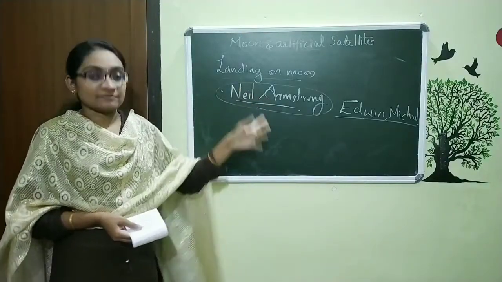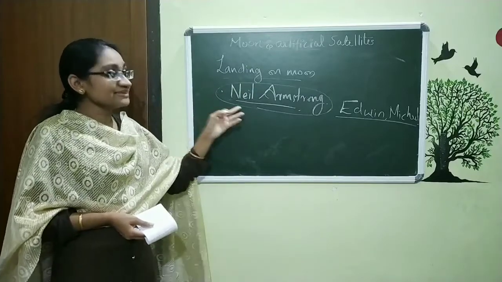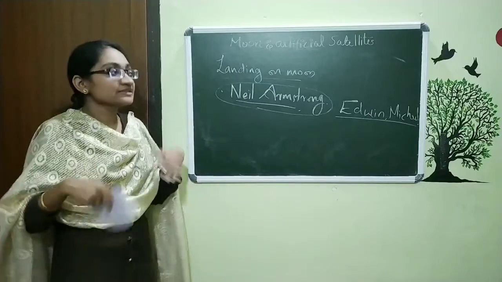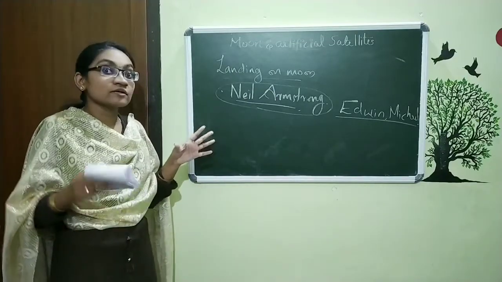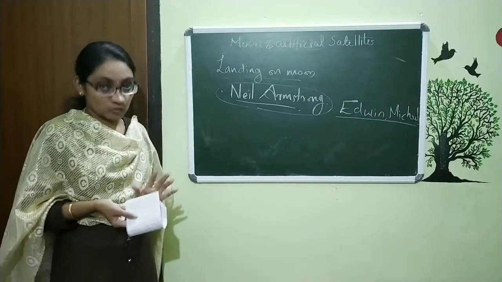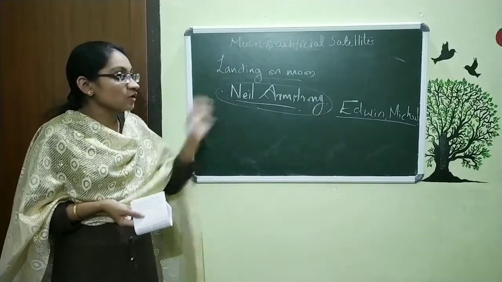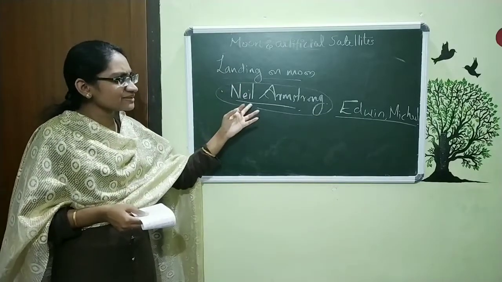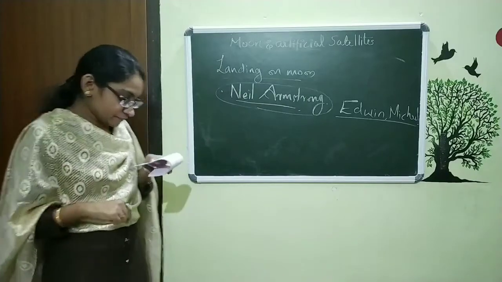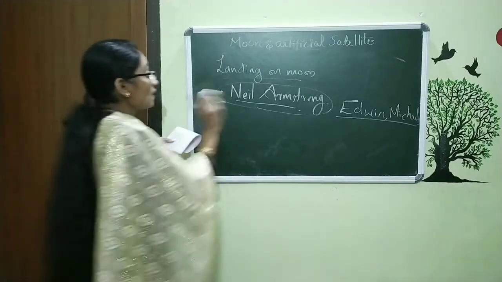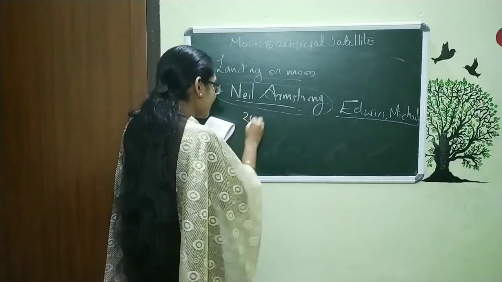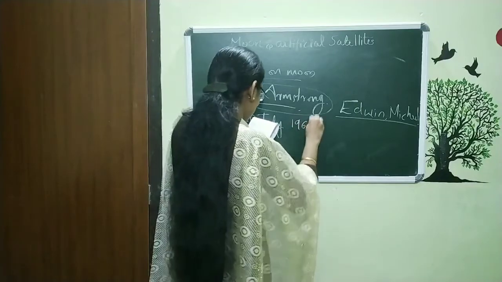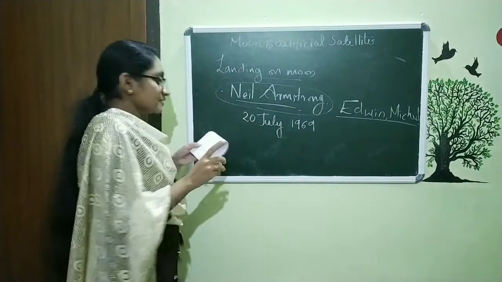And the thing is this: they collected some rocks from the surface of the moon and brought them to Earth, and scientists studied the rocks and got a number of details about the moon. That is also one of the achievements of this landing on the surface of the moon. So within this region you just want to remember this name, Neil Armstrong. That's all. They stepped on the moon on 20 July 1969.